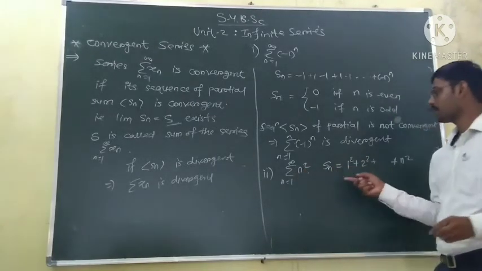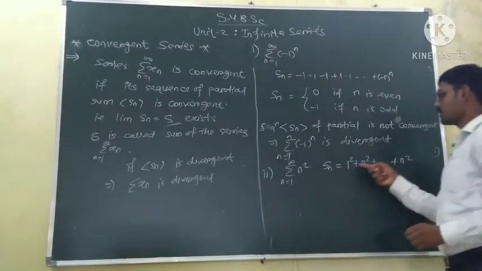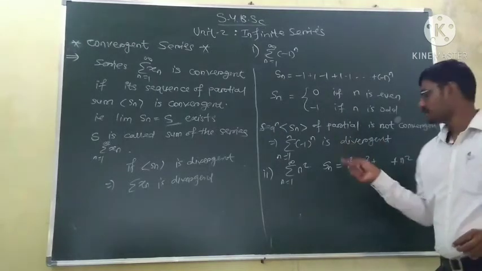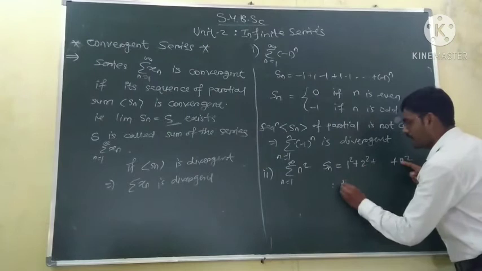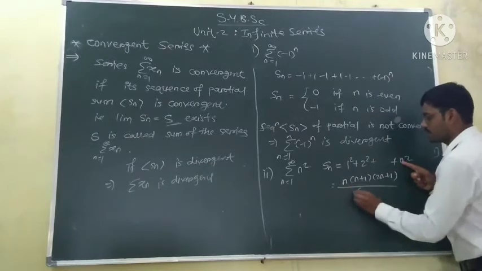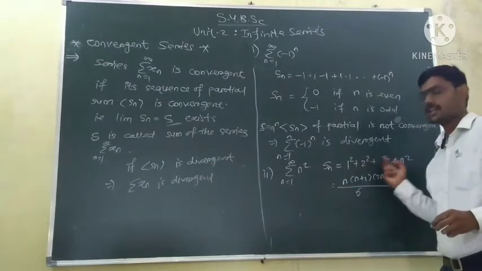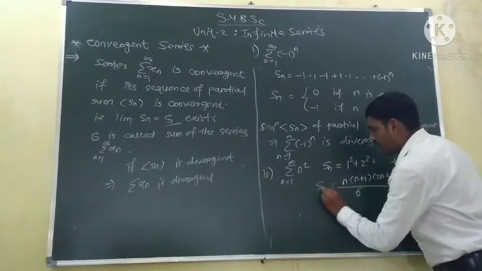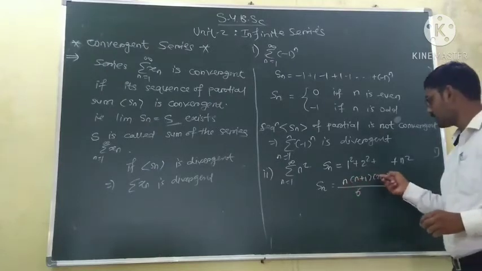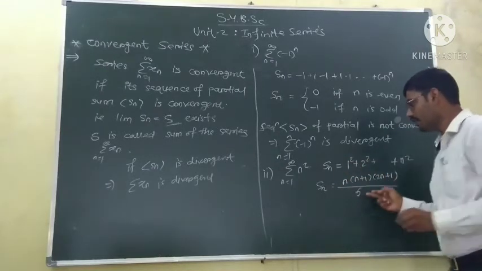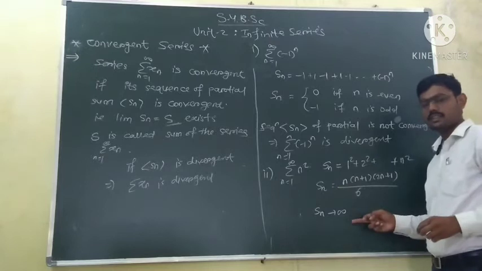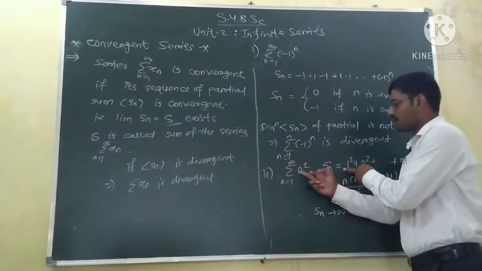So the sequence of partial sums for this series will be 1 square plus 2 square plus up to n square. And you know the formula for calculating the sum of squares of the first n natural numbers. So this is equal to n into n plus 1 into 2n plus 1 upon 6. But as n tends to infinity, the leading term is n cube. So as n tends to infinity, Sn also tends to infinity. So the sequence of partial sums for this series is divergent.